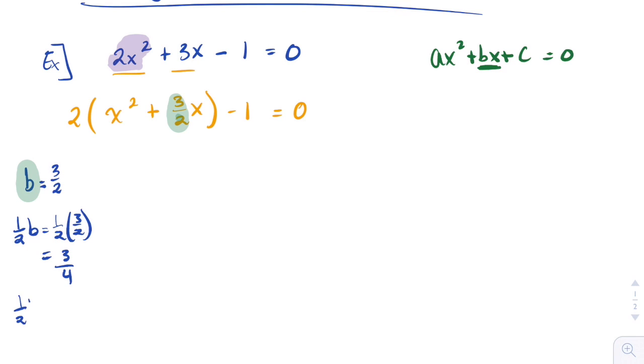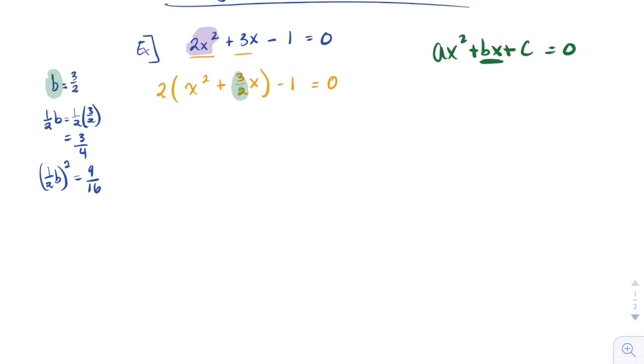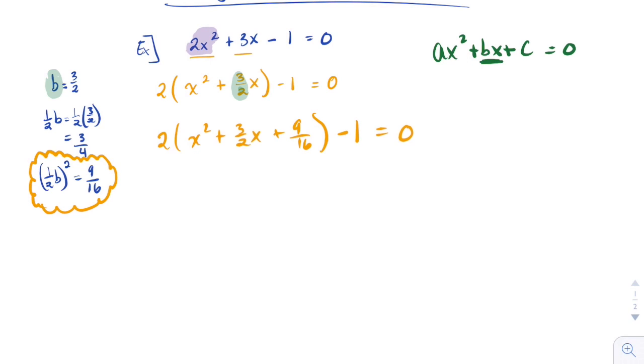And then we're going to take 1/2 b and we're going to square it. Okay, and we're going to end up with 9 over 16. So we always add this last guy to both sides of the equation. So I'm going to have 2 times x squared plus 3/2 x plus 9 over 16 minus 1 equals 0.